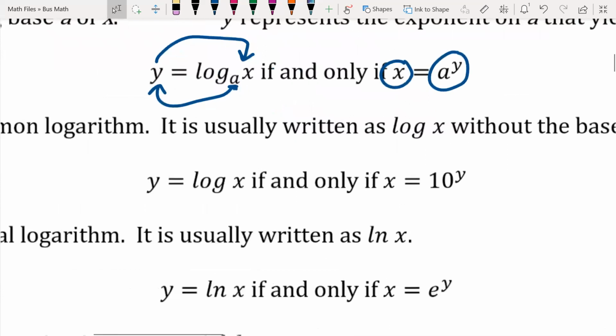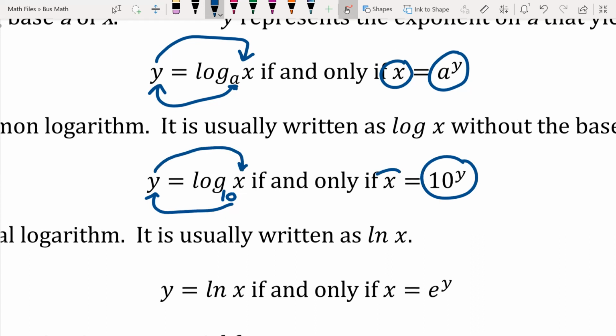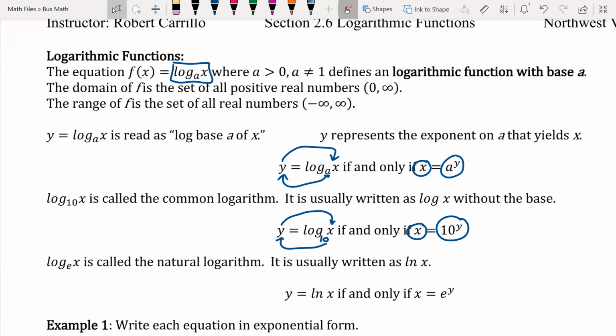If we wanted to convert the common log to an exponential function, we would write the base in there, log base 10 of x, and then convert from log to exponential. You would do 10 raised to the y, and then set it equal to x. So we can go from log to exponential, and of course we can go from exponential to logarithm as well, which we'll show in a moment. So that is the common log. If you ever see a log with no base written, understand that the base is 10.